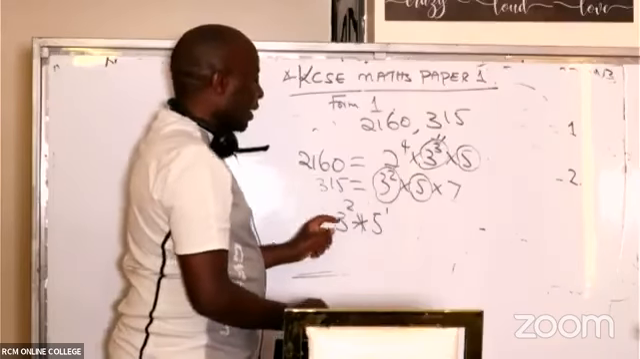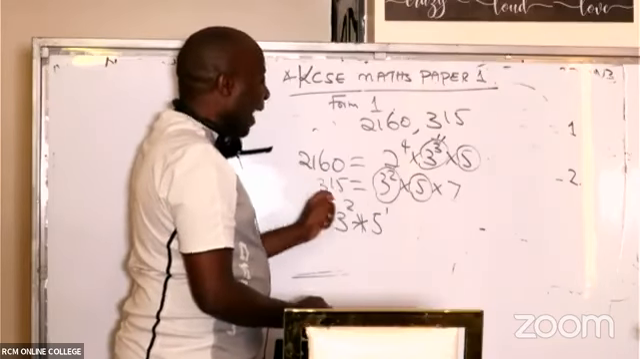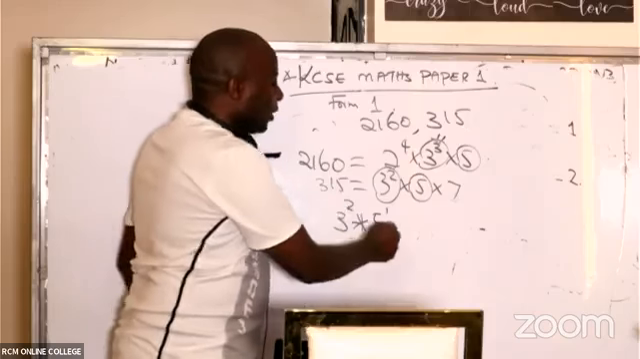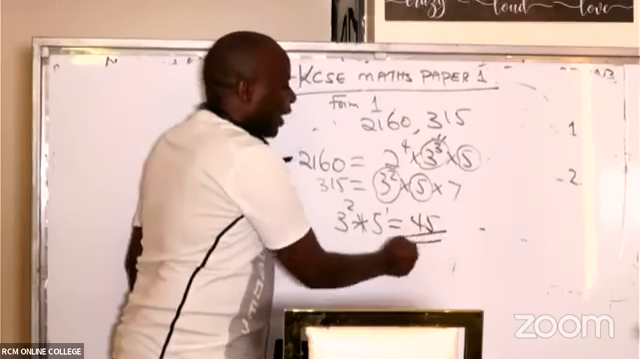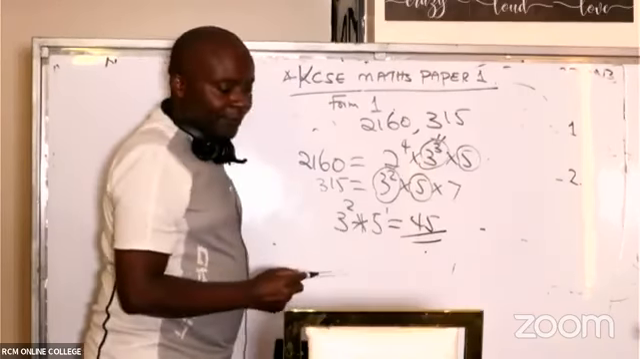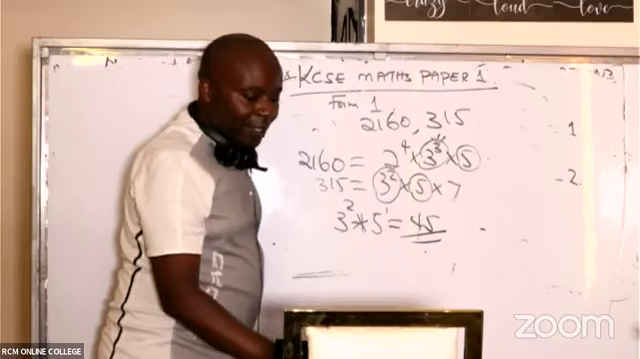So then if that is the case, 3 squared is 9. 9 times 5 gives me what here, somebody? Gives me 45 like that.